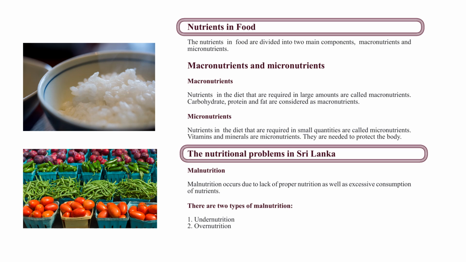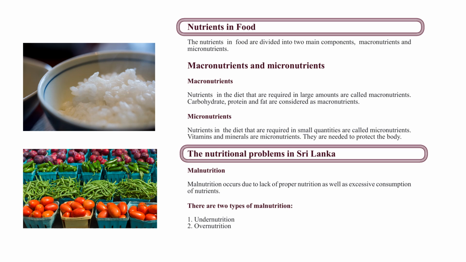And micronutrients means nutrients in the diet that are required in small quantities. That means we don't need a lot of micronutrients in our body. We need them in small amounts. But when it comes to macronutrients, we need them in larger quantities. Vitamins and minerals are the micronutrients. They are needed to protect the body.